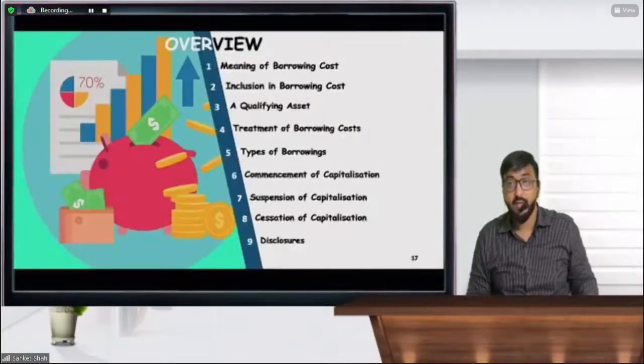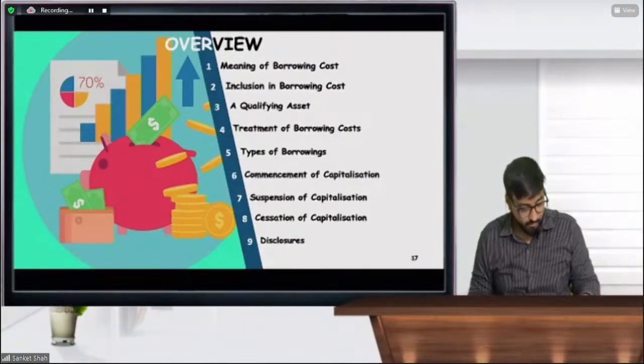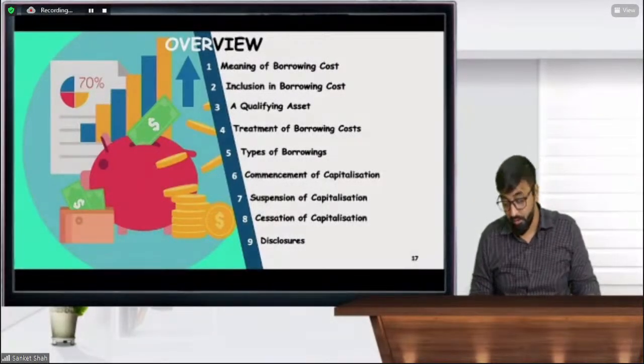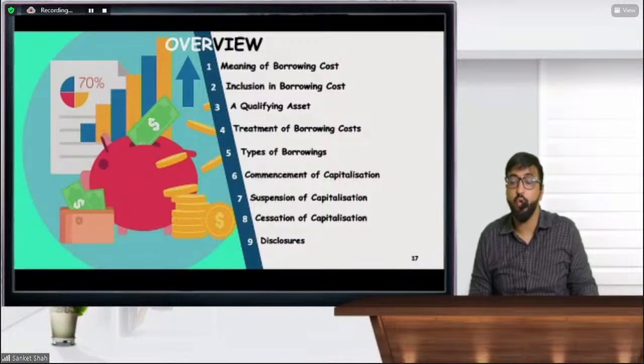We have completed types of borrowings. Now, next one, commencement of capitalization. So when you are going to start with capitalization part. So when to start?